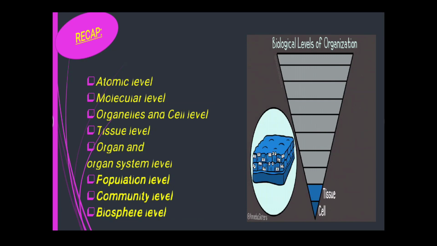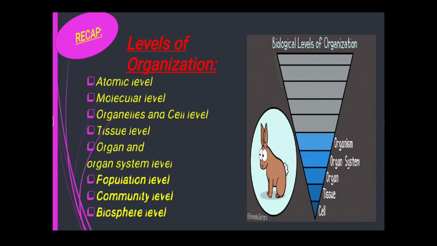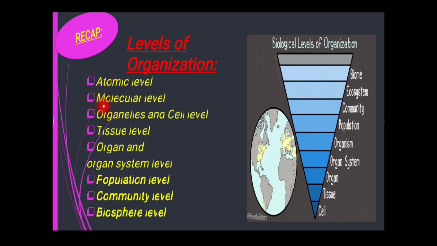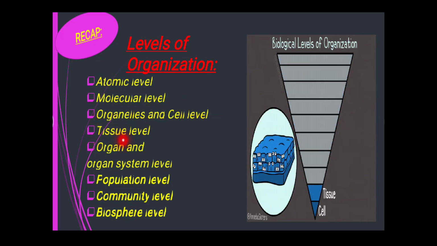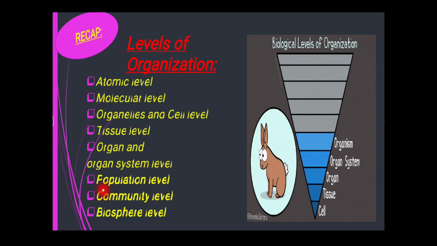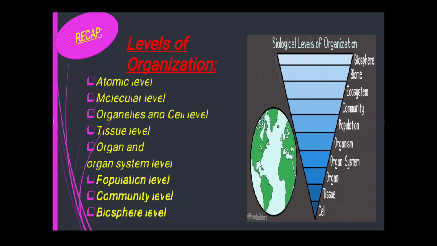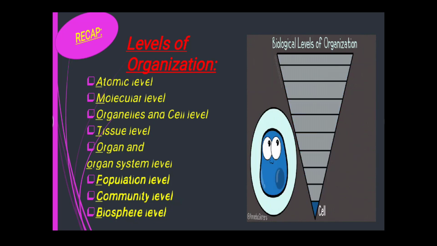First of all, a short recap of our previous lecture. Students, we discussed in our previous lecture different levels of biological organization, which were atomic level, molecular level, organelles and cell level, tissue level, organ and organ system level, population level, community level, and biosphere level. These all biological levels were discussed in our previous lecture.